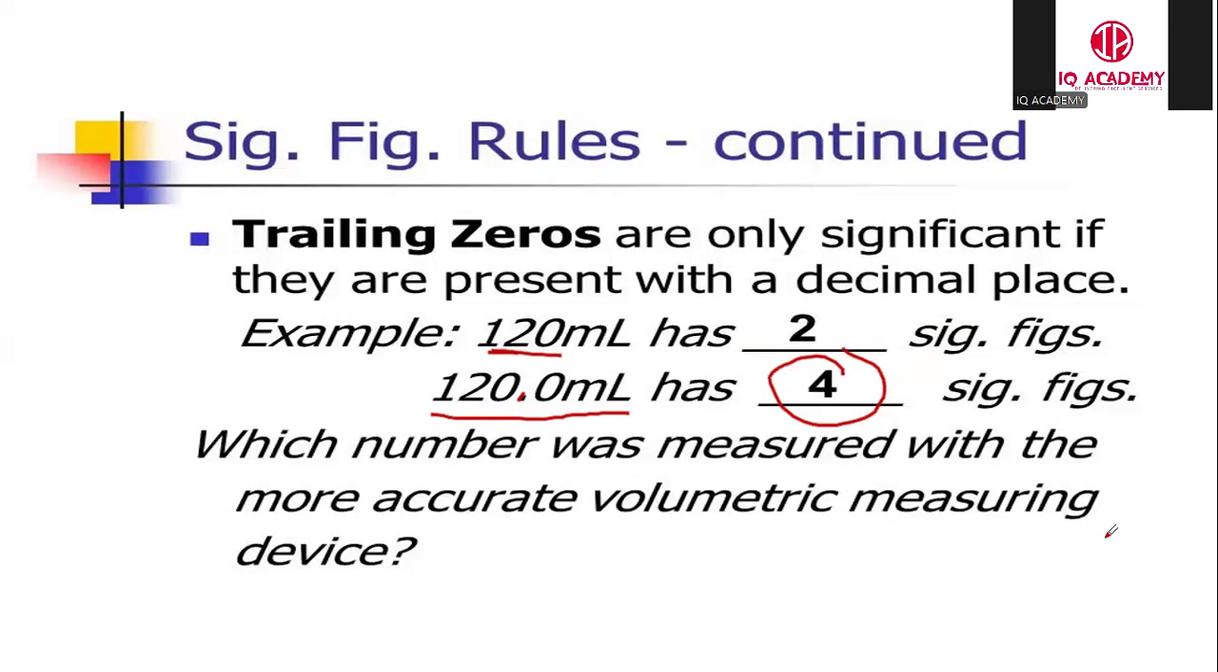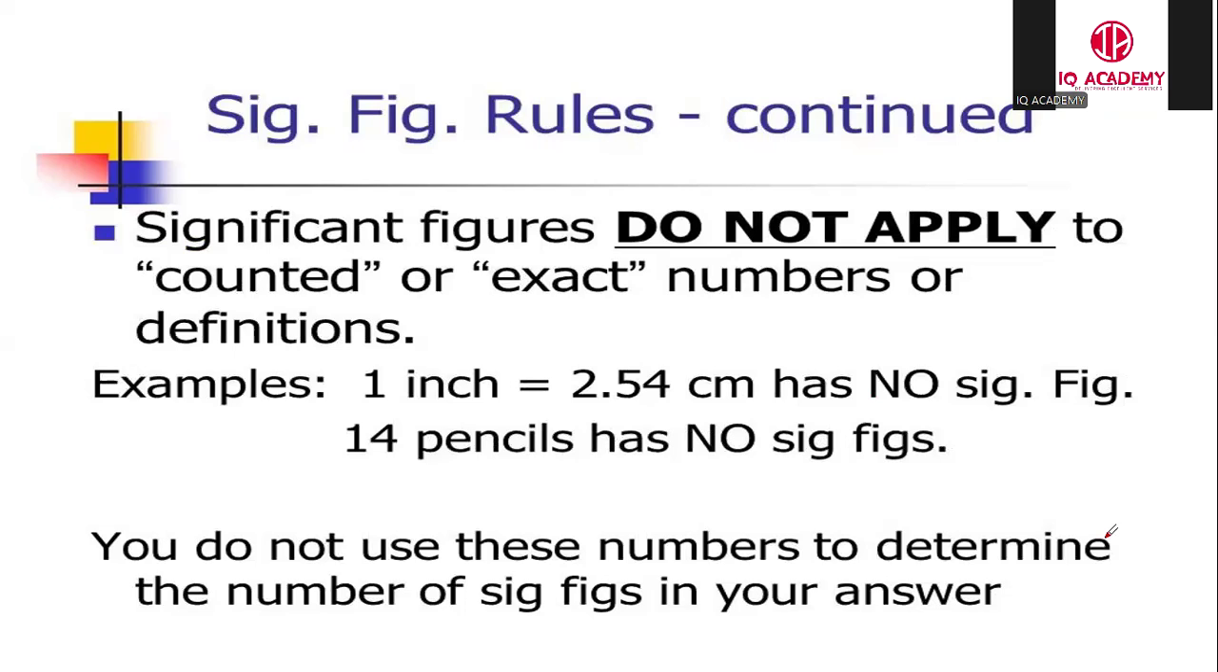So after the trailing zeros, now we can talk about what we call exact numbers. The exact numbers, the way they are given, do not contain any significant figures. It's just an exact number. These are numbers that are obtained by counting, or they were set by the international board.